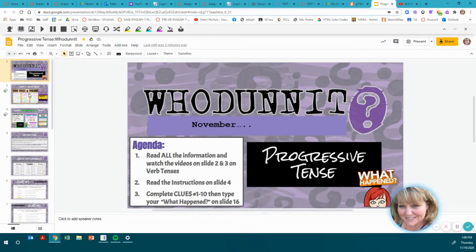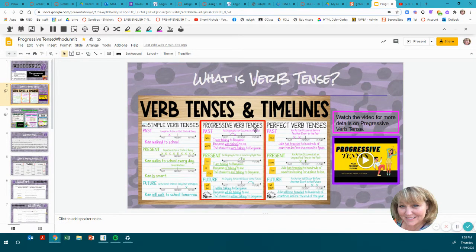So first of all, progressive tense. So verb tenses and timelines. So with a verb tense, we basically have a simple verb tense, a progressive verb tense, and a perfect verb tense. Our focus today would be the progressive verb tense. So with progressive verb tense, we have what's called past, present, and future.